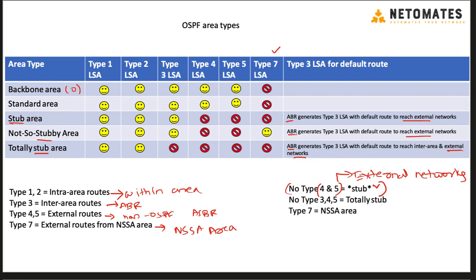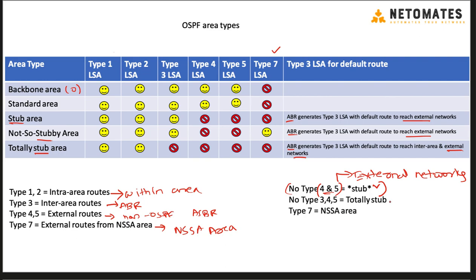The thing to remember here is, if you see the keyword stub in any area, it won't allow type 4 and 5 LSAs. That means it won't learn about external networks using these LSAs. So you won't see these types of LSAs in this area. If you type show ip ospf database, you won't see any type 4 and type 5 LSAs. So how can they reach the external networks? The ABR within that area will send all other routers a default route to reach the external networks. Default route means to reach any IP, 0.0.0.0.